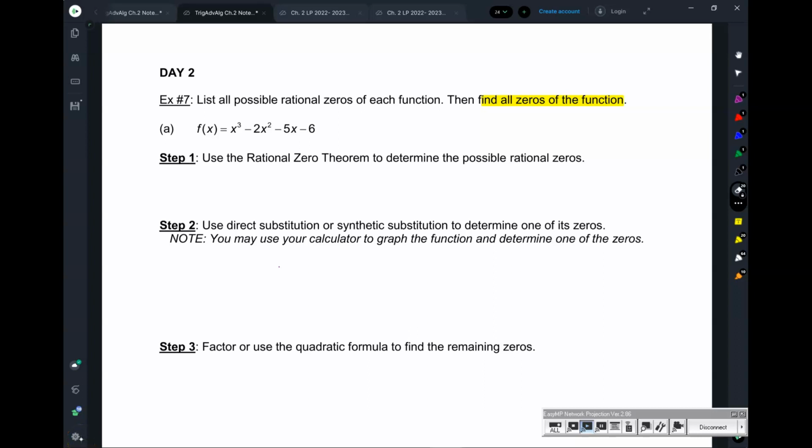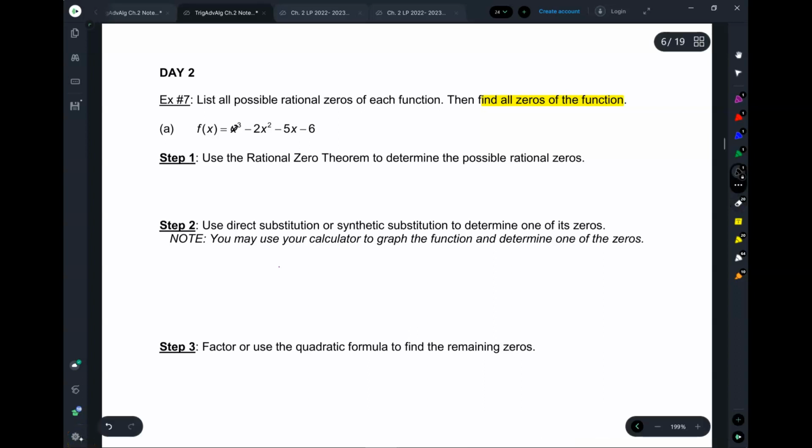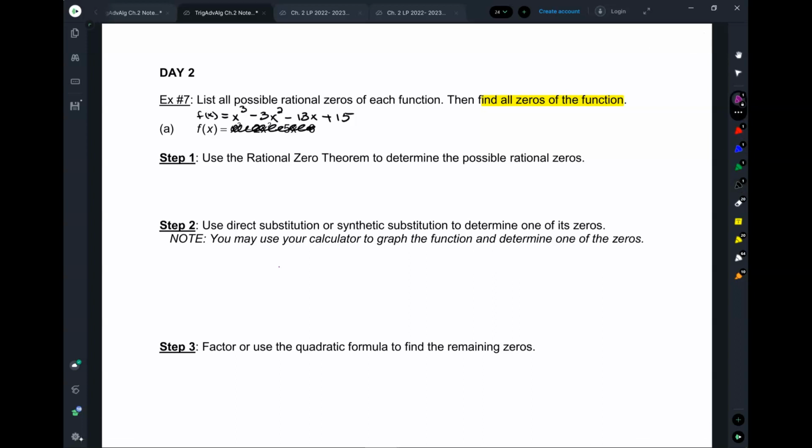So for this one, we're actually going to change this function to something else entirely, all right? So it's going to be f of x equals x cubed minus 3x squared minus 13x plus 15, okay? So now, let's find the possible zeros. So for p, we're going to use this 15. And the factors are 1, 3, 5, and 15.